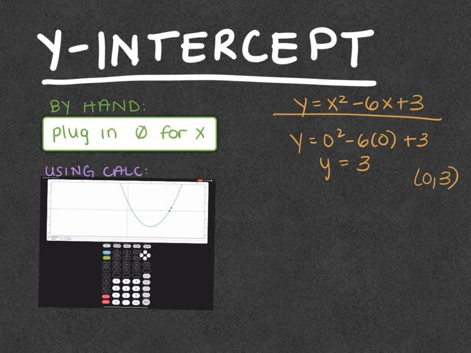On a calculator, it's the same kind of thing. We already have our equation in, so we're going to hit second calc. This time I'm hitting value, and I want my value when x is 0, so that's what I typed in right there. When x equals 0, it comes out that y equals 3.